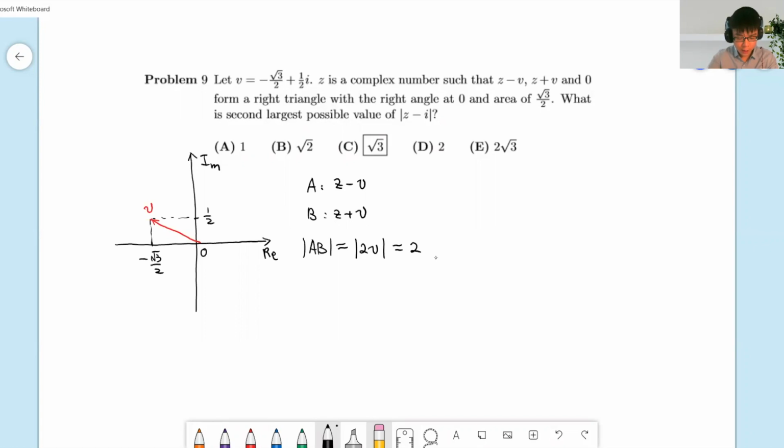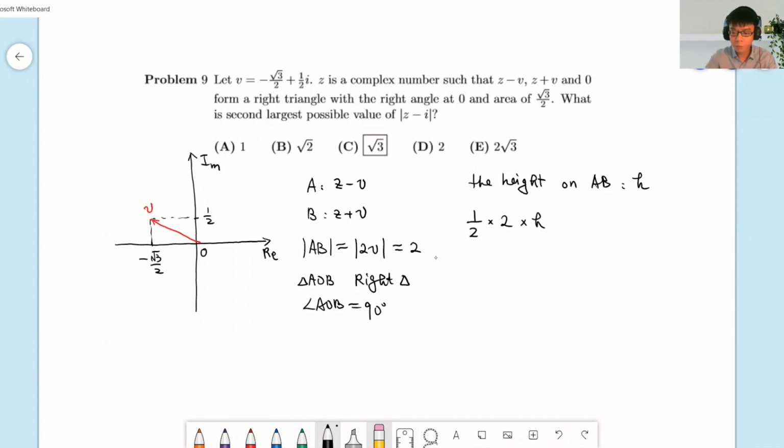And now suppose the height of triangle AOB, this is the right triangle, and we have angle AOB, the right angle. Let me assume the height on AB, on the hypotenuse, is h, okay? So the area is 1/2 times AB, which is 2, times height, which equals √3/2. From here, we see the height is √3/2.